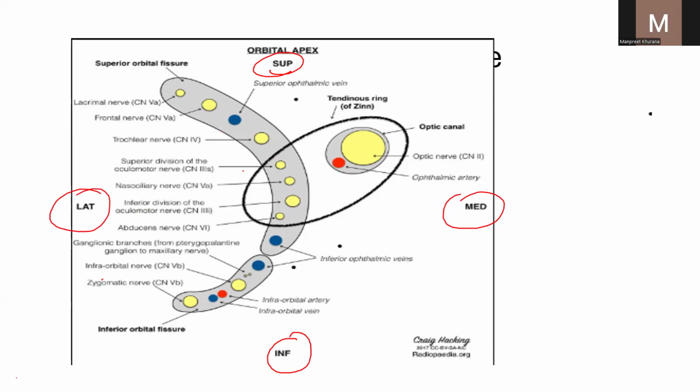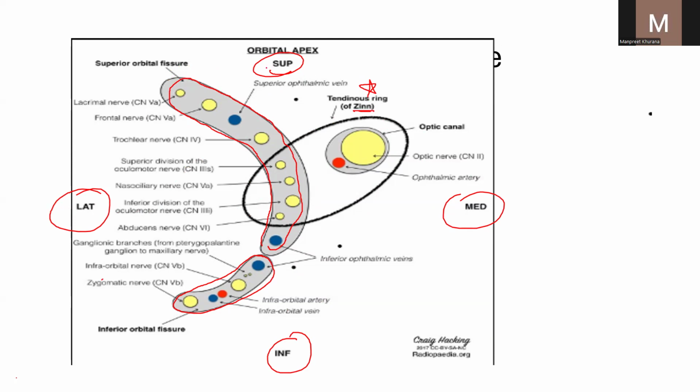Now, this entire structure, this upper one is the superior orbital fissure. The lower one is the inferior orbital fissure. There is a ring here, which is known as the tendinous ring of Zinn. Okay. Now, let's see how the structures pass through it.